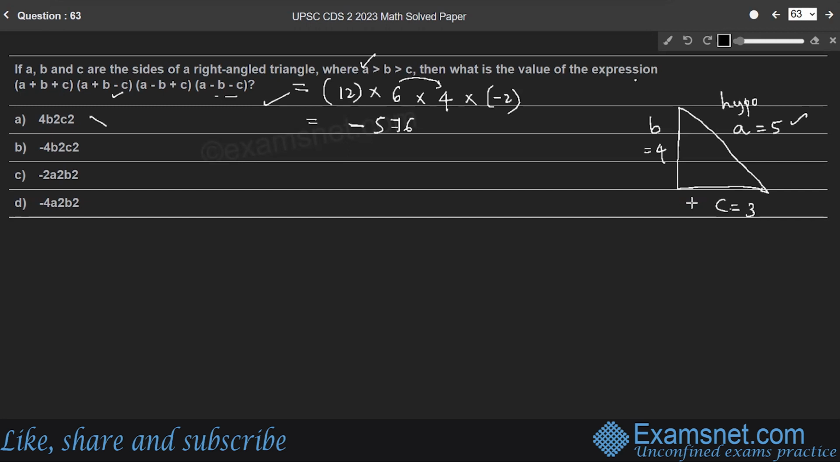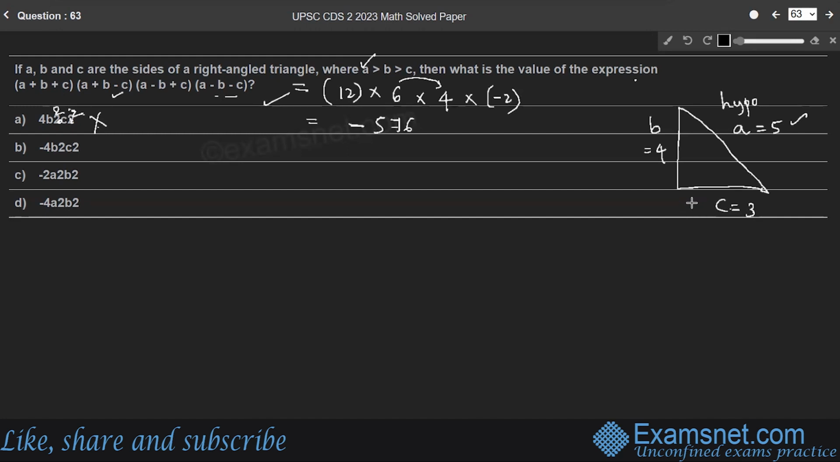The first option is not the right one, because you will get a positive value, since we have 4b square c square. The square of a number will be positive. When it is multiplied by 4, it will obviously be positive. So option A is not the answer.